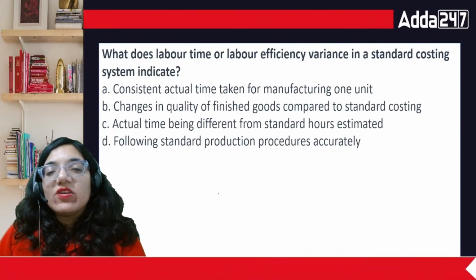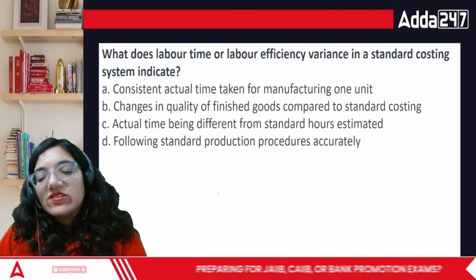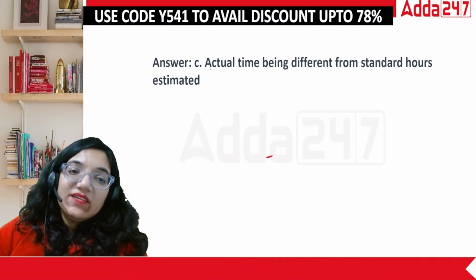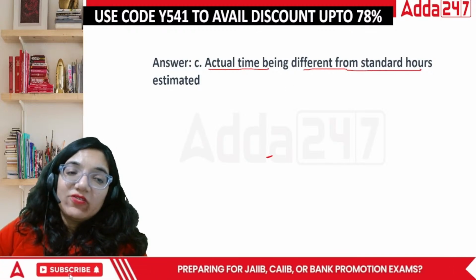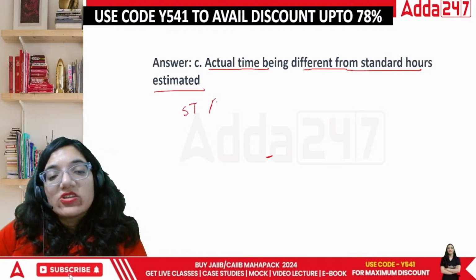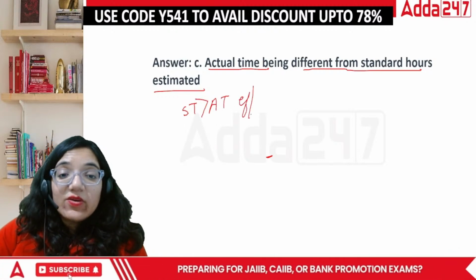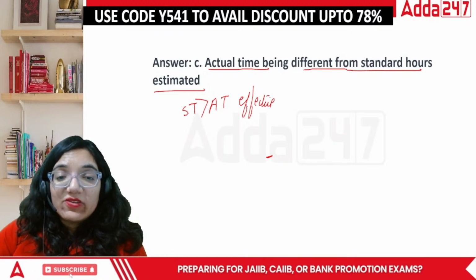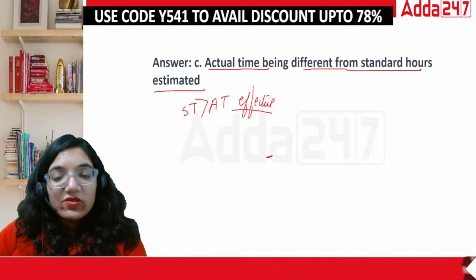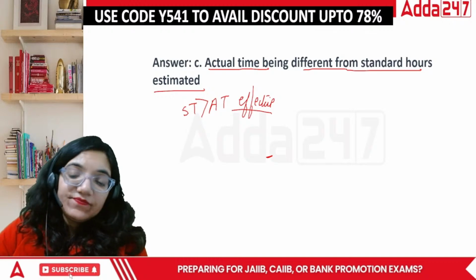What does the labor time or labor efficiency variance in standard costing system indicate? The labor time or labor efficiency would be related to the area of actual time being different from standard hours. Okay? The answer is actual time is different from that of standard hours estimated. If your standard time and actual time is varying, or your standard time is more than actual time, this is it being effective. You're taking lesser time than the limit that we thought of. But if it is the vice versa, then that's a situation which is bad for the organization. This means they are not able to work properly, right?